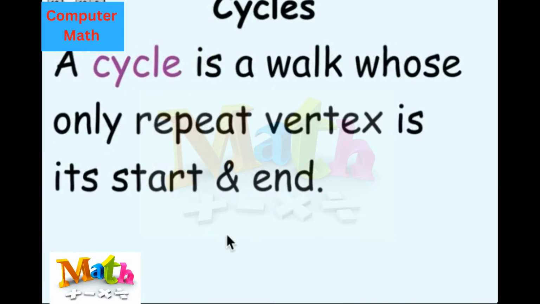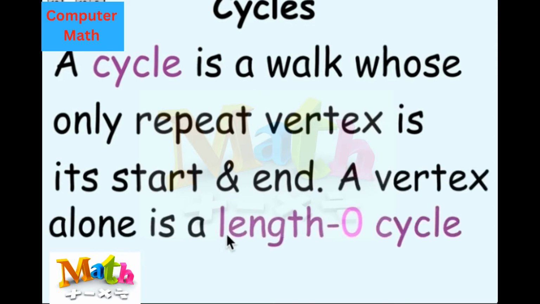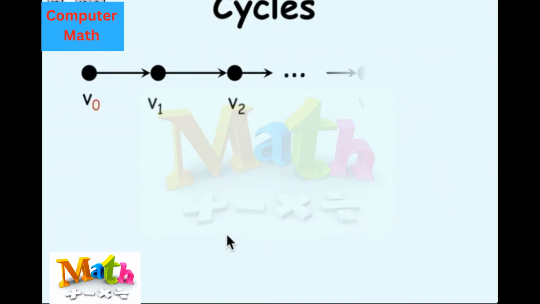Okay, so a special case of a closed walk is a cycle. A cycle is a walk whose only repeat vertex is its start and end. Let me remark, because we keep talking about positive length cycles, that a single vertex all by itself is a length 0 cycle. So you're never going to be able to get rid of length 0 cycles, because they're the same as vertices. But positive length cycles you can hope to ensure are not there.